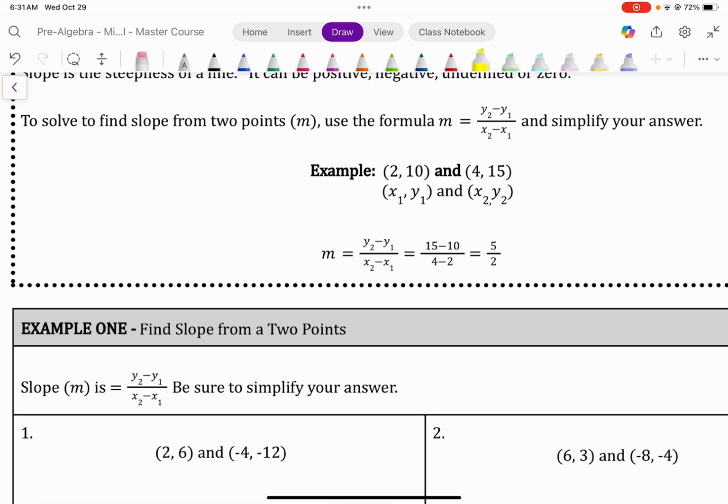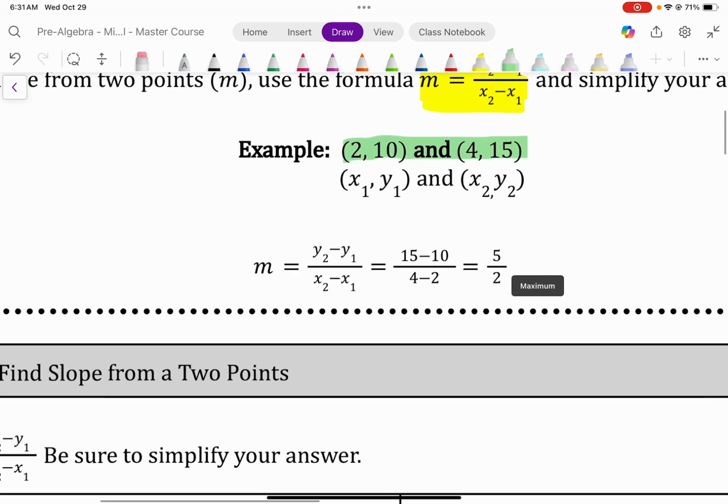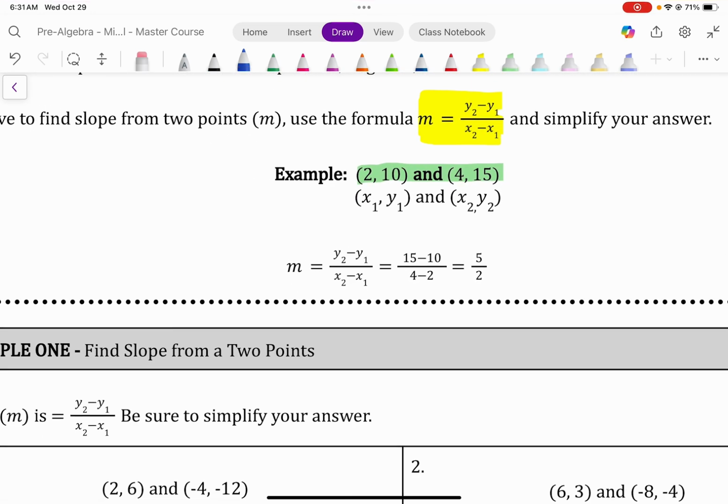And remember that formulas never change. So it's your job to put values into the formula in their exact locations. So if we're given these 2 points, (2, 10) and (4, 15), it's going to be helpful to label the first ordered pair 1 and the second ordered pair 2. And you have to remember that ordered pairs go x then y, just like they do alphabetically.